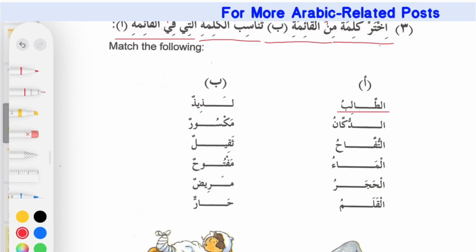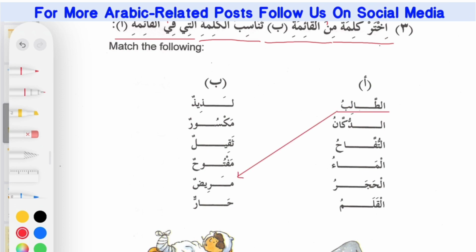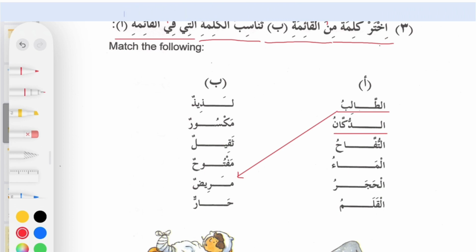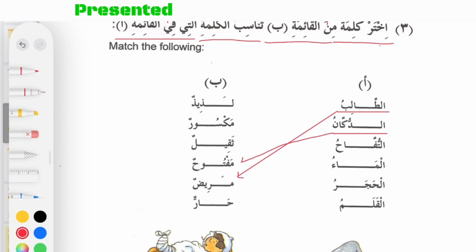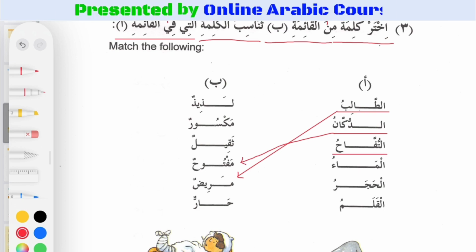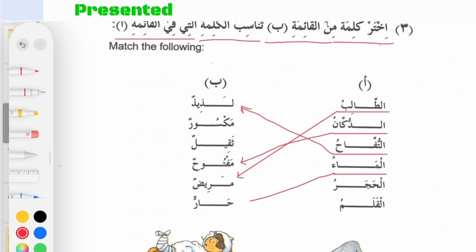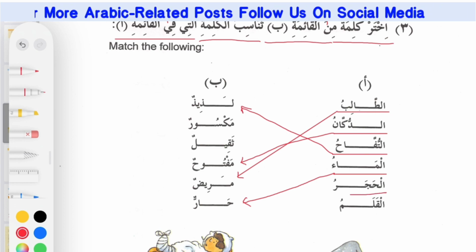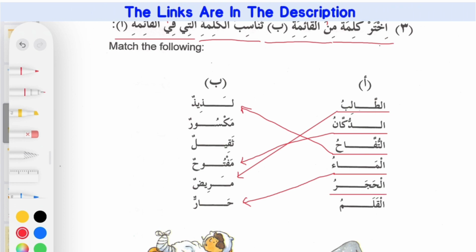We can say at-talib marid. The student is sick. Ad-dukkan, shop. We can say ad-dukkan maftuh. The shop is open. At-tuffah, apple. We can say at-tuffah ladhid. Yes, the apple is tasty. And then al-ma', the water. We can say al-ma' har. The water is hot. And then al-hajar, hajar means the stone.